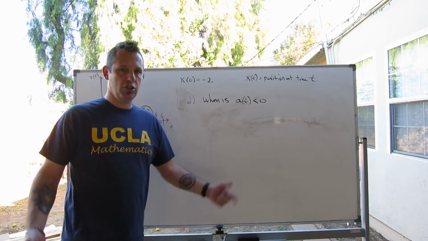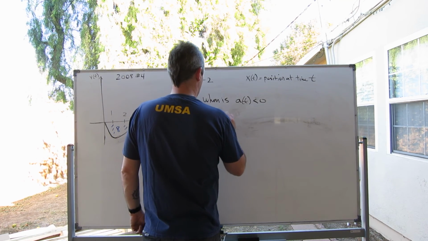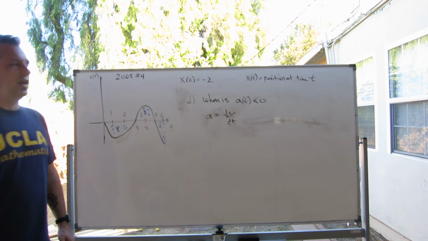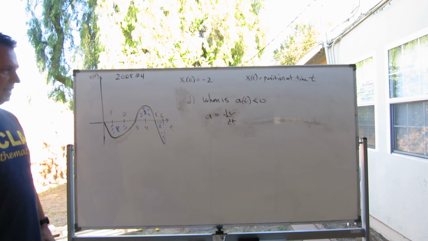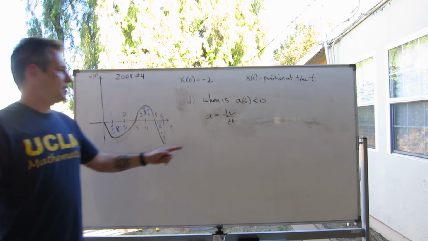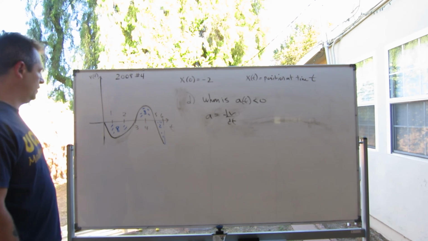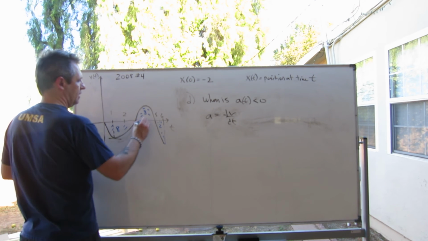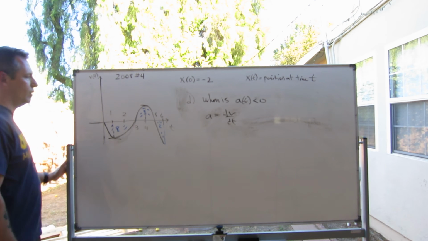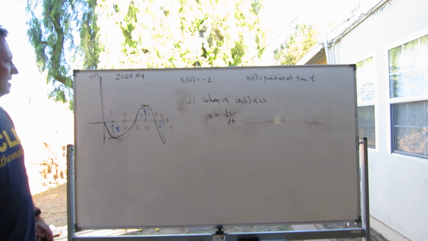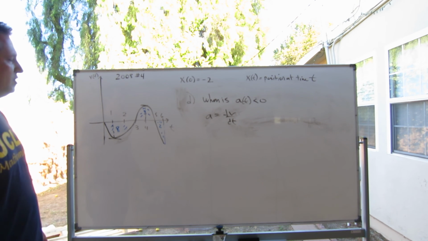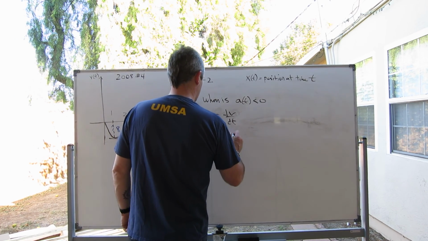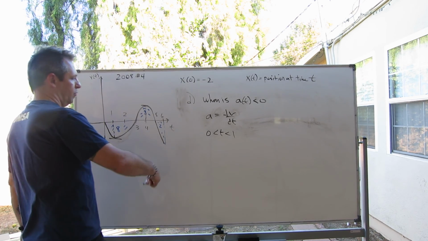So acceleration is the derivative of velocity. So A equals dv/dt. And this is velocity. So we simply need to find out when the derivative of velocity is negative. And we're told that it has a flat tangent line here at 1 and another flat tangent line here at 4. So I believe acceleration, the slope of the tangent line to velocity, is therefore negative from 0 to 1 and from 4 to 6.